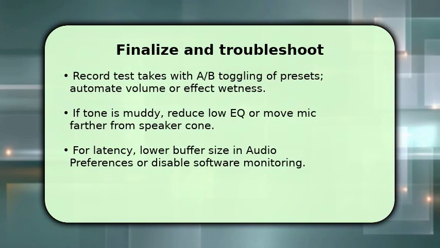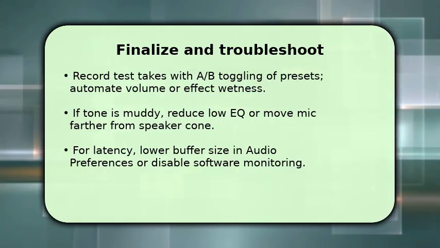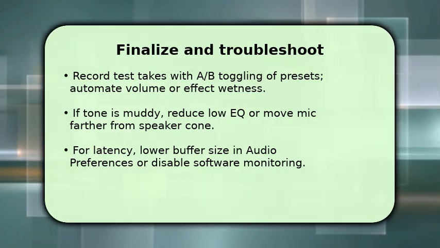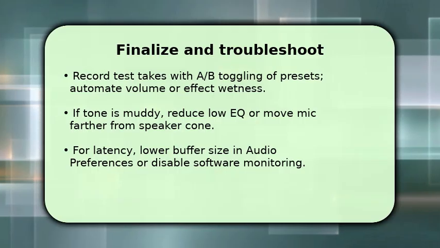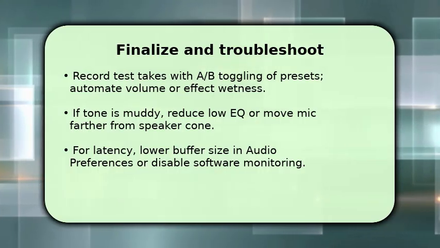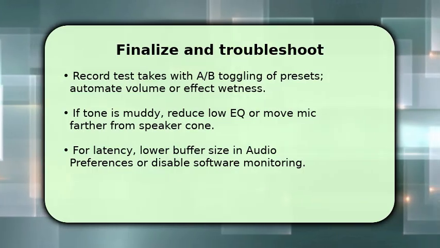You finish by recording quick test takes and A/B-ing settings so you hear differences. Automate volume or effect wet/dry to add movement. If the sound gets muddy, cut low frequencies or change the cabinet mic position toward the edge for clarity. Conversely, move closer for more mid-range bite.